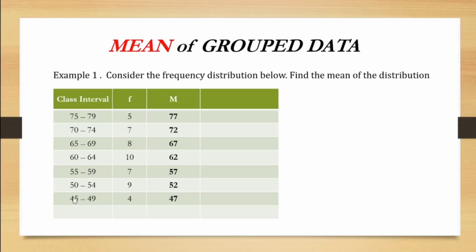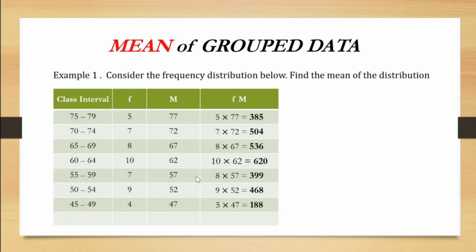45 plus 49 divided by 2, that is equal to 47. Next is to find the column for the FM. When you say FM, it is the product of the column for the frequency and the column for the midpoint.